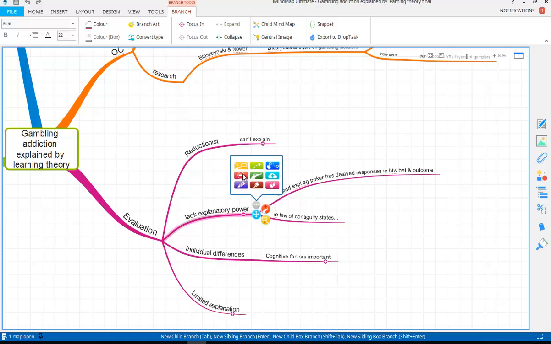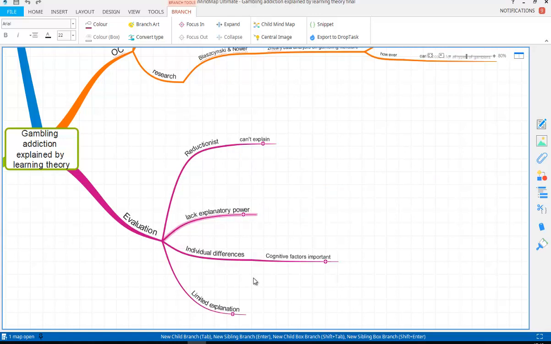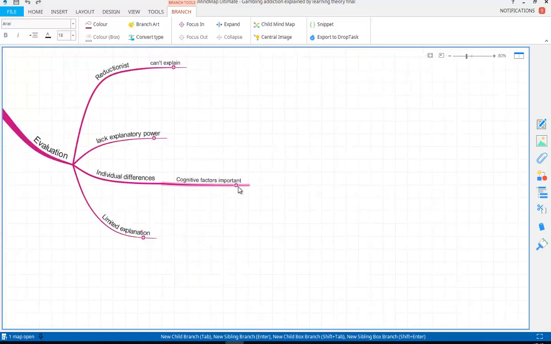So next one, let's minimize that. Next one, individual differences. We know that cognitive factors have to play a role. They are important. So, for example, people's motivations to start and to continue are all different, so the motivation to actually gamble, initiate it and continue with it is all going to be different. Some people are able to stop fairly easily, whereas others will relapse. And so we mustn't forget these individual differences, these cognitive factors. It seems likely that there are cognitive factors at play here as well.